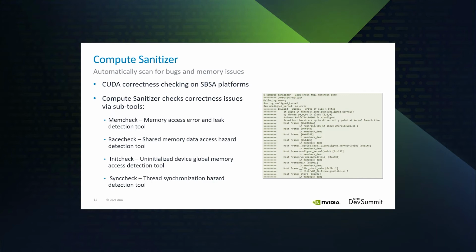The memcheck tool is used to detect things like memory access errors and memory leaks, which can obviously cause performance and correctness issues in applications. The racecheck tool is designed to find data races on shared memory where you have insufficient synchronization or unprotected variable accesses. The initcheck tool searches for uninitialized device global memory accesses, where you may be reading garbage because the values have not been written before they're read by the application. And lastly, the synccheck tool is designed to monitor the thread synchronization and detect hazards if it's done improperly.